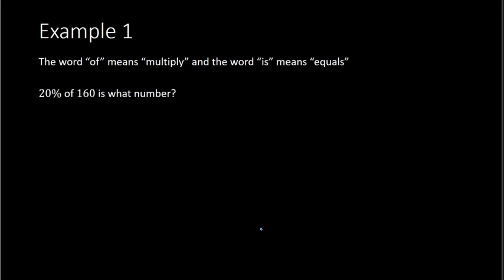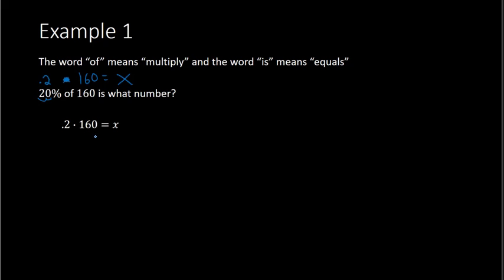So if you're told 20% of 160 is what number? All I do is convert this into math notation. 20% I can write as a decimal, so just move the decimal place over 2 places. That becomes 0.2. Of means multiply, and then 160. Is means equals, and what number is your variable. So let x be our variable. This time, for the multiplication sign, we'll use the raised dot instead, so we don't confuse it with the x. So it's 0.2 times 160 equals x.